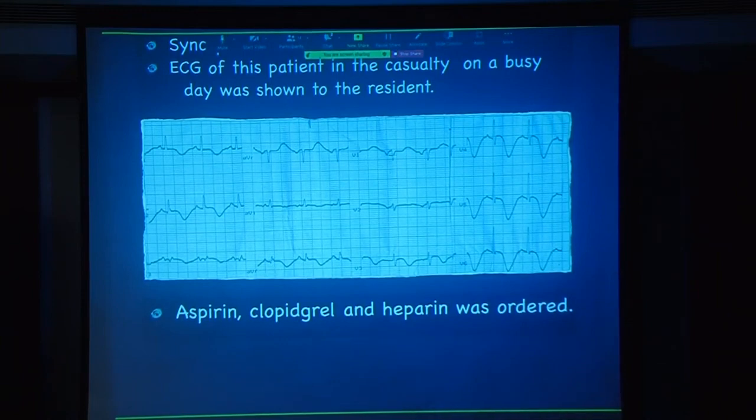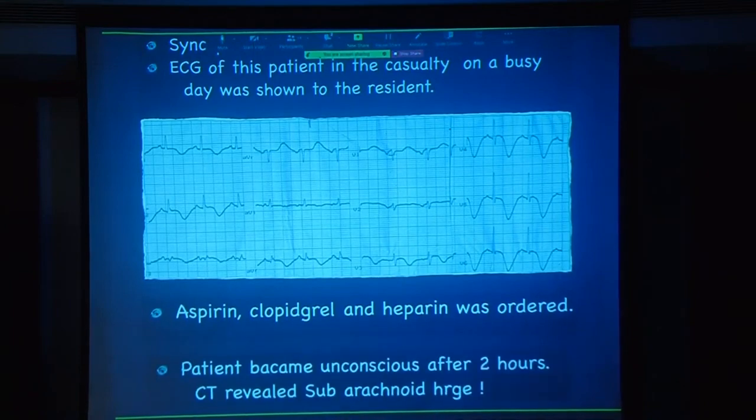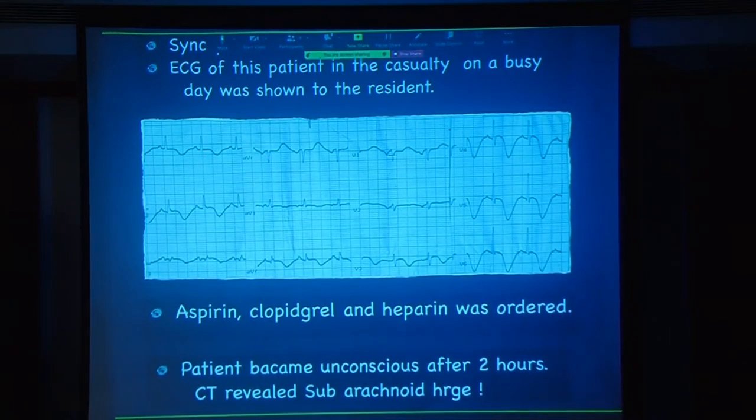That was the ECG taken for this particular patient while in the casualty on a busy day, and it was shown to the resident. The patient was initiated on aspirin, clopidogrel and heparin, and became further unconscious after 2 hours. CT revealed a subarachnoid hemorrhage.